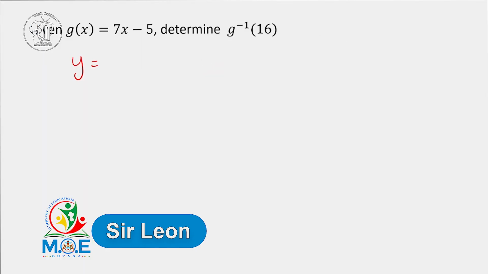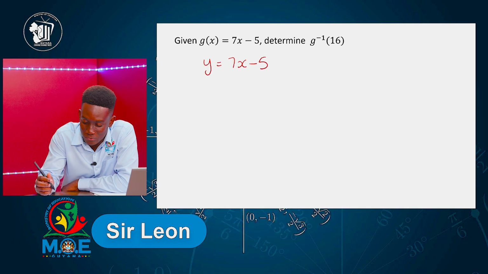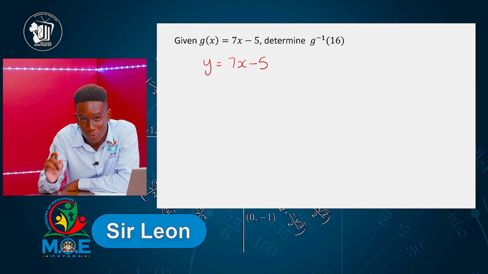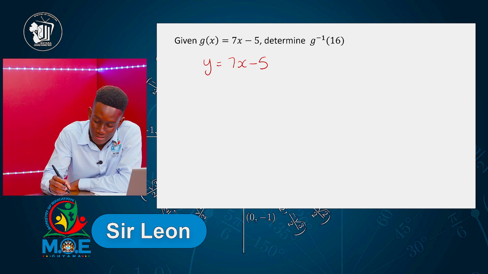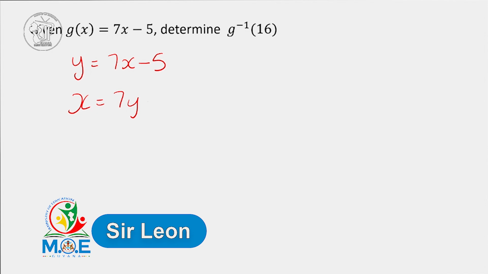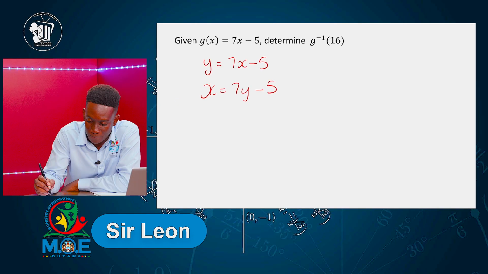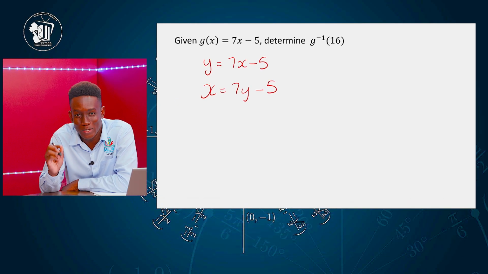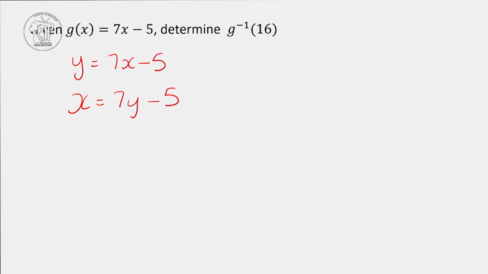So we'll have y is equal to 7x minus 5. Step 2, we interchange the x and the y values. So wherever we have x, we put y. Wherever we have y, we'll put x. So this will be x is equal to 7y minus 5. And then the big step, we make y the subject of the formula.